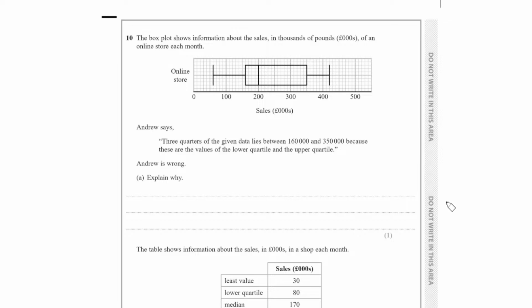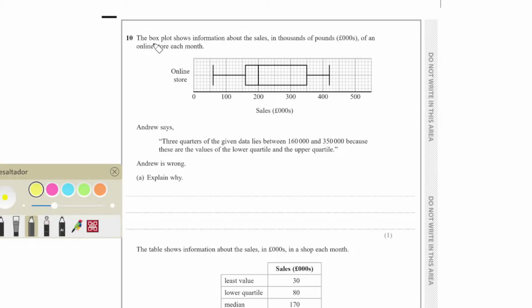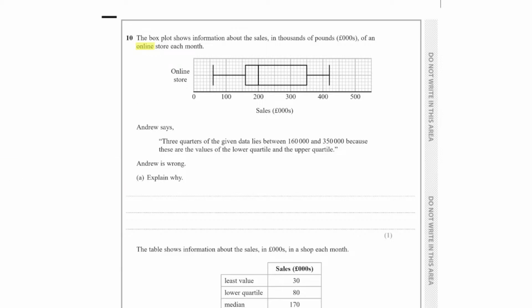Okay, question 10, we've got some box plots. So the box plot shows information about the sales in thousands of pounds of an online store each month. So this one's online, okay? Andrew says 3/4 of the given data lies between 160,000 and 350,000 because these are the values of the lower quartile and the upper quartile. So the lower quartile is always the left-hand side of the box, isn't it? And the upper quartile is always the right-hand side. Andrew is wrong. Explain why.